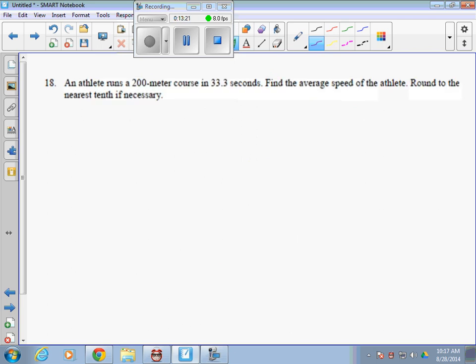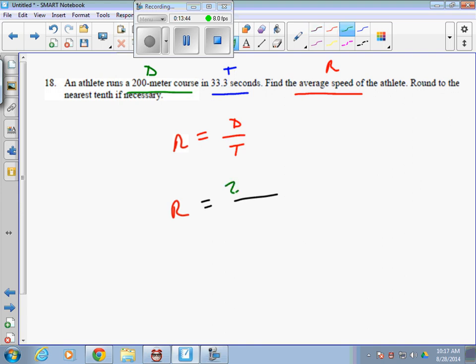Number 18 says an athlete runs a 200-meter course in 33.3 seconds. Find the average speed. Again, we're looking for average speed. That's rate. 200-meter course, that's distance. 33.3, that's time. We're using the same formula. Rate equals distance over time. So we're looking for the rate. That's equal to the distance over the time. In this case, our distance is 200 meters.